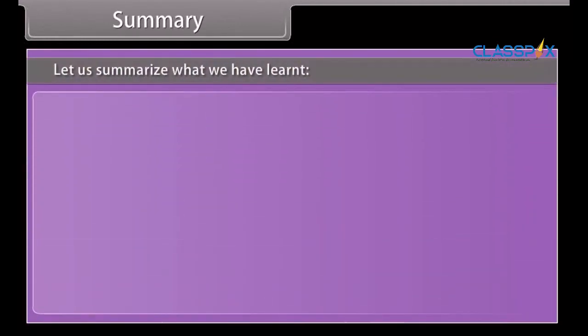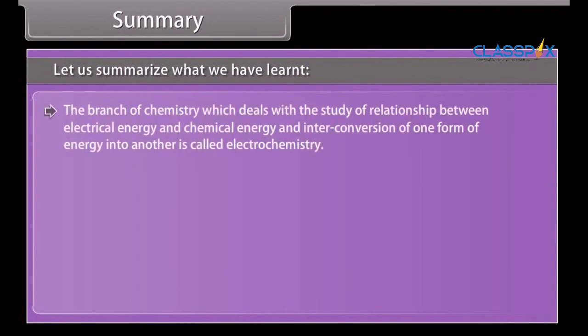Summary. Let us summarize what we have learnt. The branch of chemistry which deals with the study of the relationship between electrical energy and chemical energy, and interconversion of one form of energy into another, is called electrochemistry.